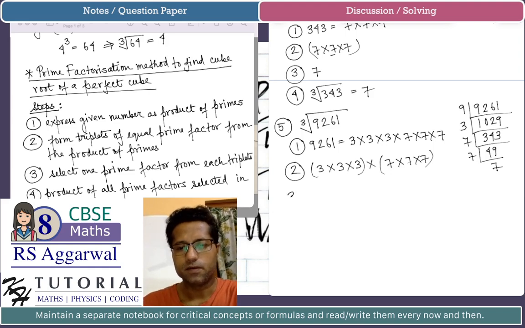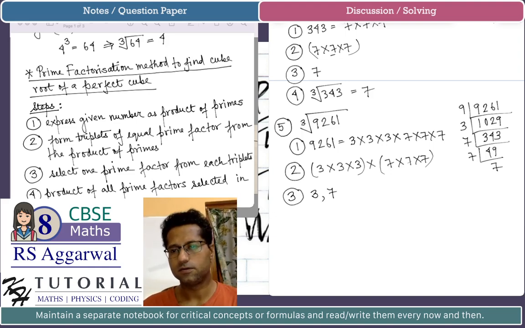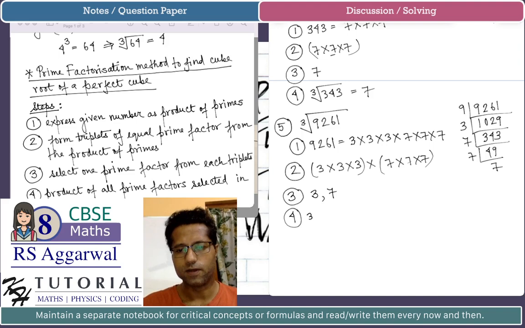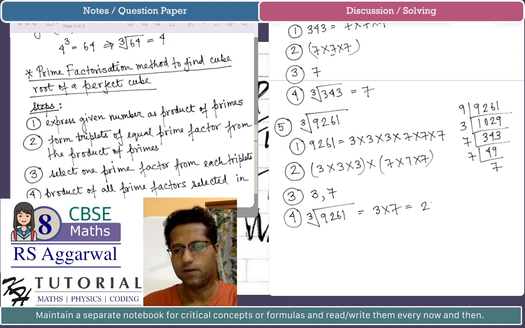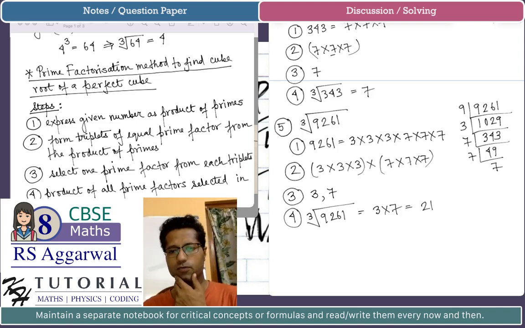Now in step 3, we will select one factor from each triplet. From the first triplet, we get 3, and from the second triplet, we get 7. So these are the factors 3 and 7 selected. And finally, in step 4, we will find the cube root, which is the product of the factors selected in step 3, that is 3 into 7, that is 21. So 21 is the cube root of 9261, or we can say that 21 cube is equal to 9261.